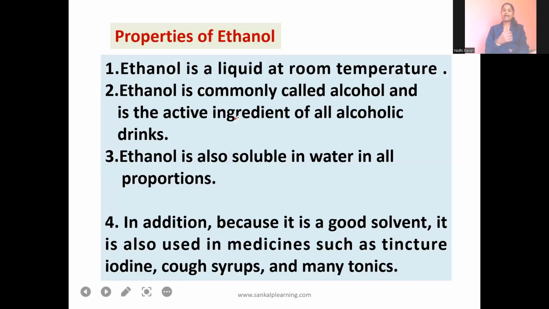Then properties. What are the characteristics of ethanol? Why is it considered a most important carbon compound? So ethanol, or ethyl alcohol, is liquid at room temperature and it is an active ingredient of all the alcoholic drinks. It is soluble in water in all proportions. That is the main property. In addition to it, it is a good solvent, meaning it is used to dissolve medicines such as tincture of iodine, cough syrup, and many tonics, which are dissolved in ethanol, not in water. So this is the most important property of ethanol because it is a good solvent, right?